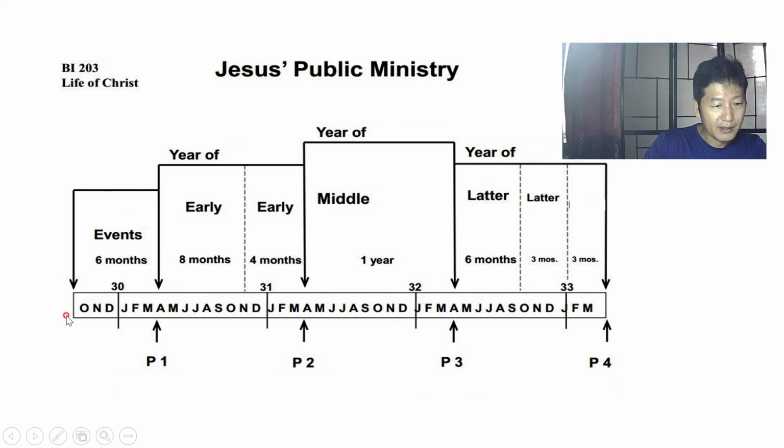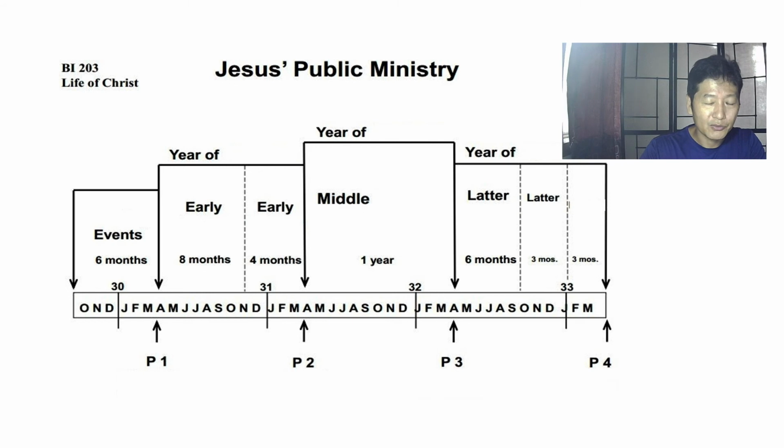First, here at the bottom, you see some letters, right? O, N, D. This is the first letter of the month. O means October, and then November, December, January. Now here you see the years. There are 3 years, and the 6 months is in the beginning. Please look at the letters P1, P2, P3, P4.